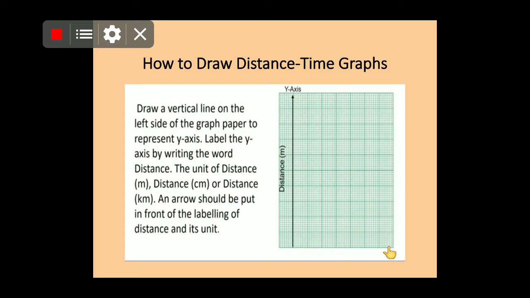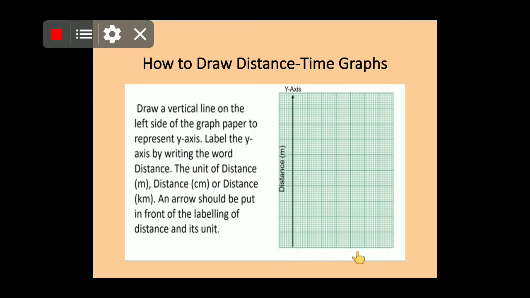Horizontally, we have already discussed in the previous slide, and then we will just draw a vertical line on the left side of the graph paper to represent the y-axis. Label it as y-axis, and by writing the word distance on it, it can be distance or anything. If you are finding a relation between any two readings, you can mark one thing on the x-axis and the other thing on the y-axis.